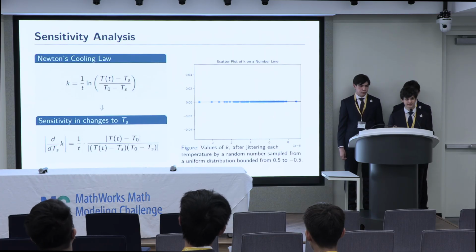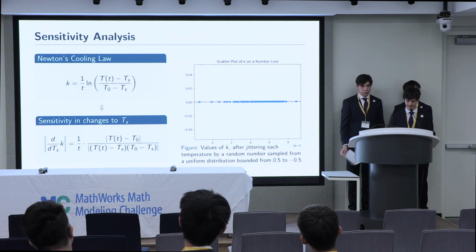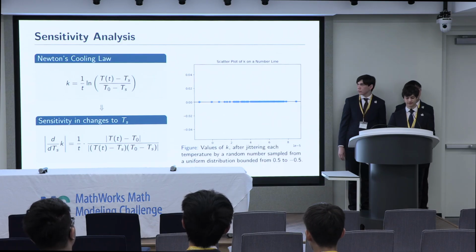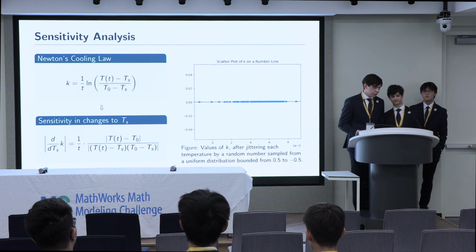We analyzed the sensitivity of our model both empirically and analytically. We rearranged Newton's cooling law on the left to obtain the below equation, and we found that the sensitivity decreases as Ts approaches Tt or T0. The figure on the right supports our hypothesis that K is highly sensitive to changes.